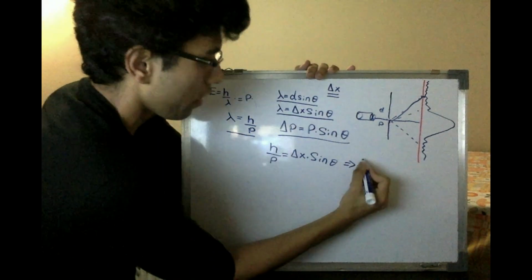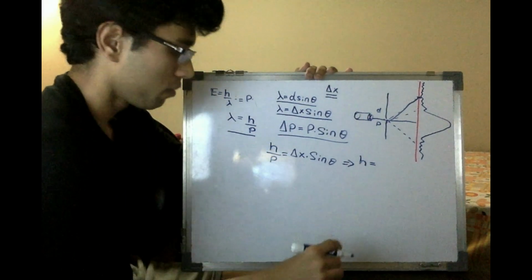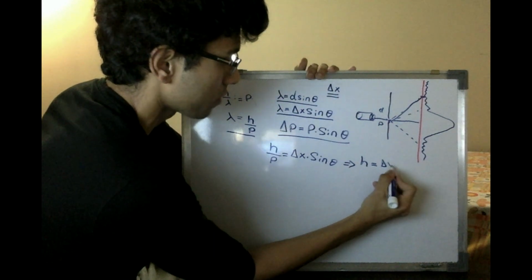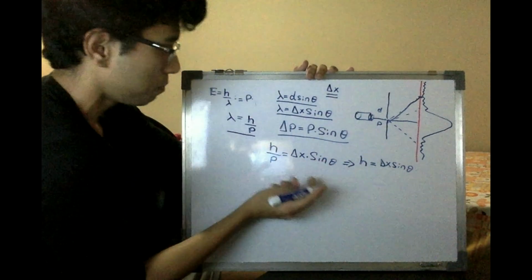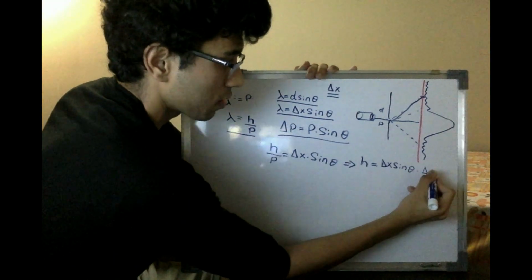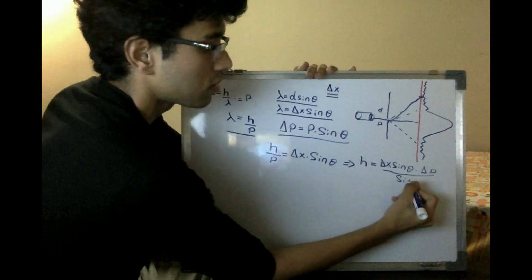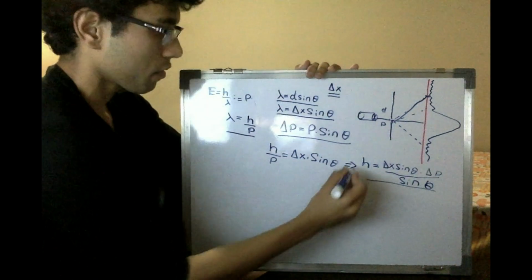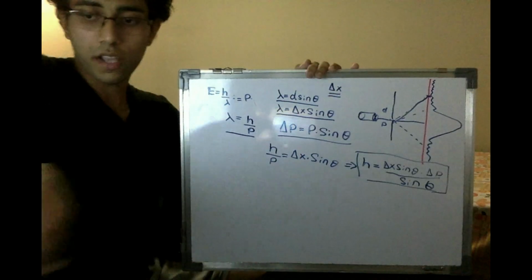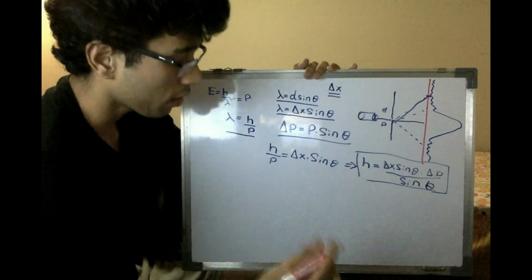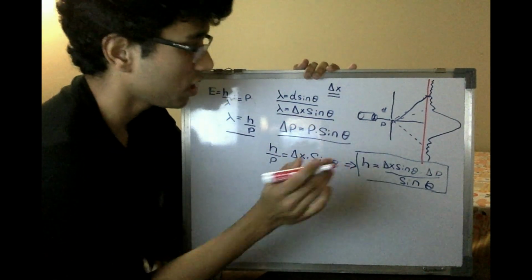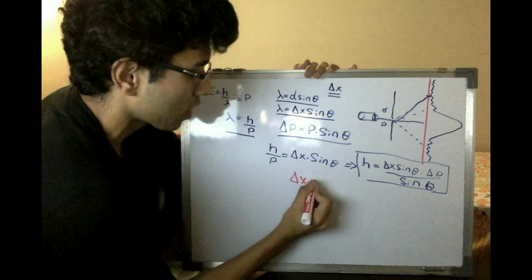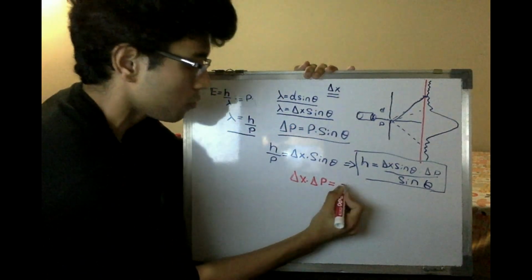or h equals, h is a very small number, of the order of 10 to the power negative 34. So h will be equal to delta x sine theta times p, which is delta p over sine theta. So delta p over sine theta. Okay, perfect. So from this calculation, what I get is a very important result. That is, I cannot actually measure the position and the momentum of the particle at the same time. So delta x times delta p will be equal to h bar.